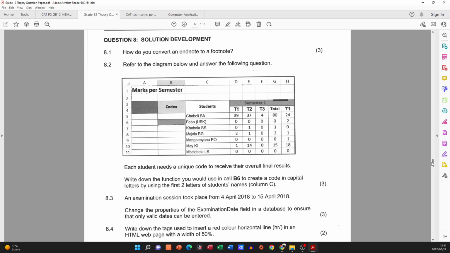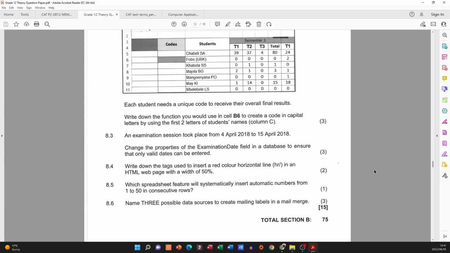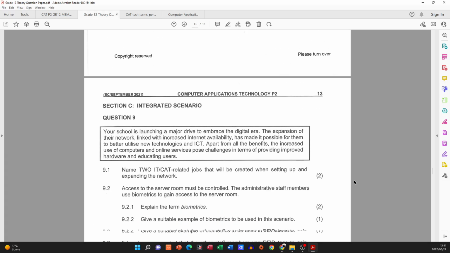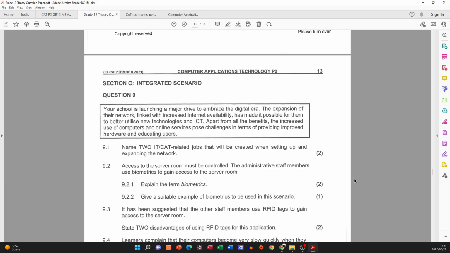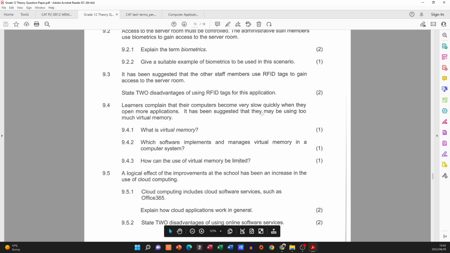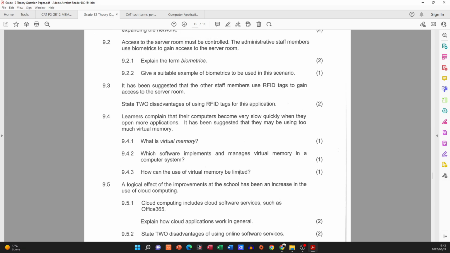Question 8 could sometimes be question 7, question 8, solution development. Here you'll get a couple of practical questions in theory form. So they're asking you questions that you should know, in terms of how to do it practically, but they're asking it to you in a theory paper. So don't forget your practical work. And then question 9, your last question, usually has a fairly big scenario, and all the questions will be based on that. So here you can see they're bringing in biometrics, RFID tags, virtual memory, all based on the scenario that you have over here.